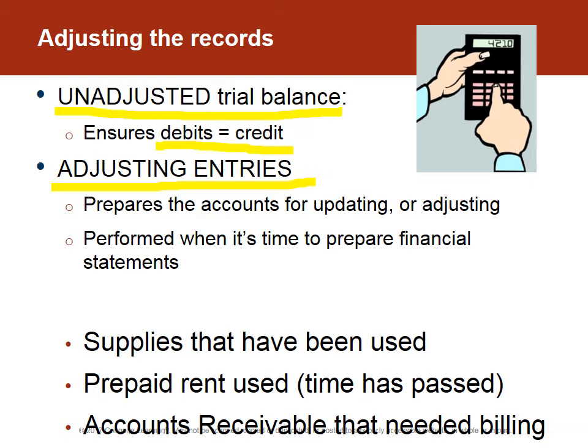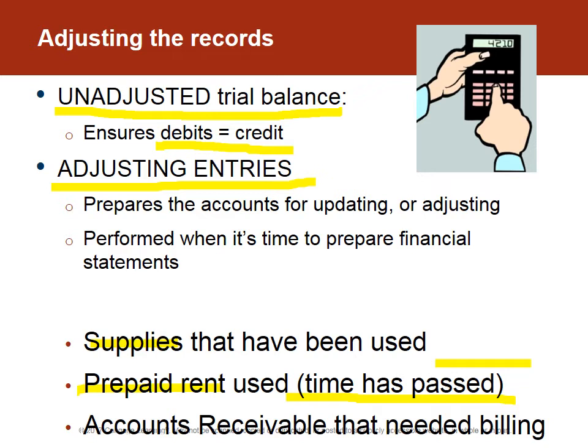So here's some examples. Supplies that have been used that were paid for in advance. We've already done that adjusting entry. You see that there were $1,300 worth of supplies and there's only $500 left. You have to make an adjustment. Prepaid rent has to be adjusted, and it's one of the adjusting journal entries that we have to prepare. Prepaid rent is recorded as time passes. So if you prepay 3 years worth of rent in advance, you recognize 1 year as time passes.